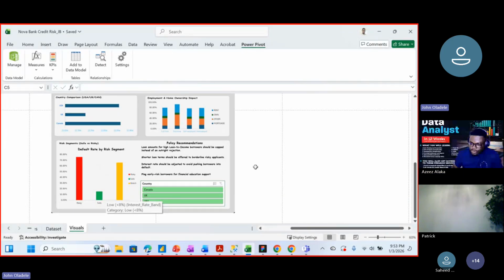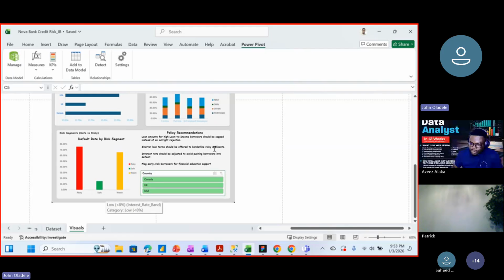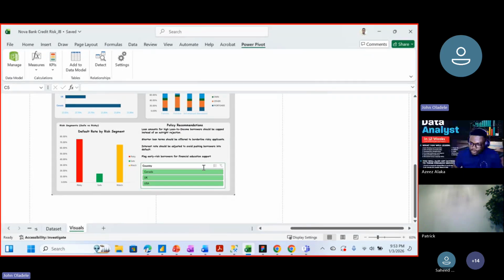Okay, so basically I did policy recommendations: the loan amount for high loan to income borrowers should be capped instead of an outright rejection. Then also shorter loan terms should be offered to applicants who are borderline risky. Then high interest rates should be avoided, so they should be lowered just to avoid pushing borrowers into being defaulters, and also early risk borrowers should get financial education to know how to better manage their finances. Thank you very much.